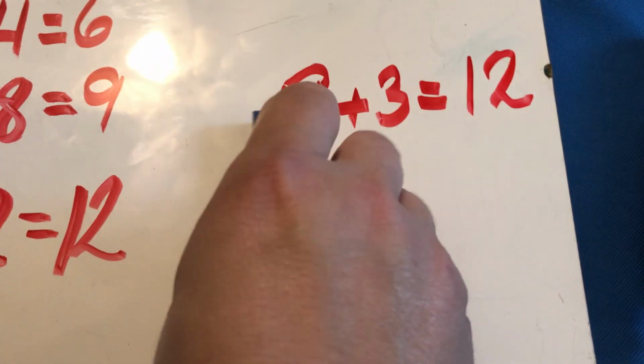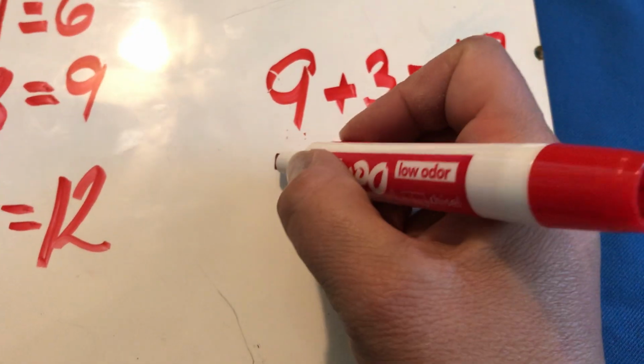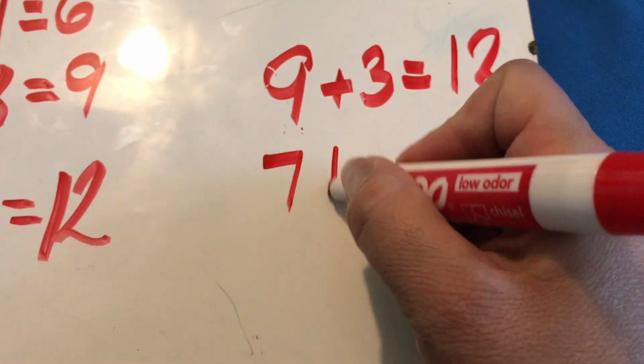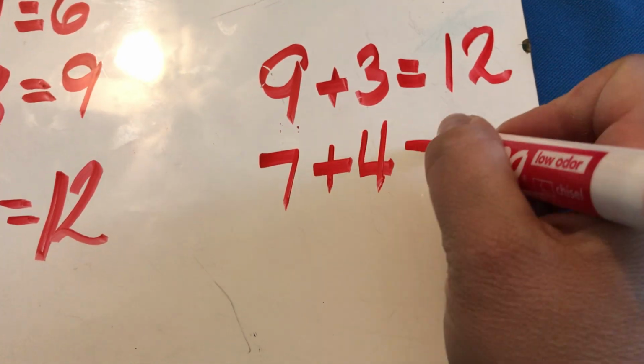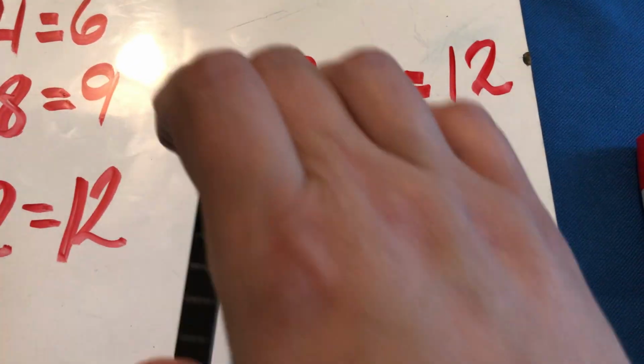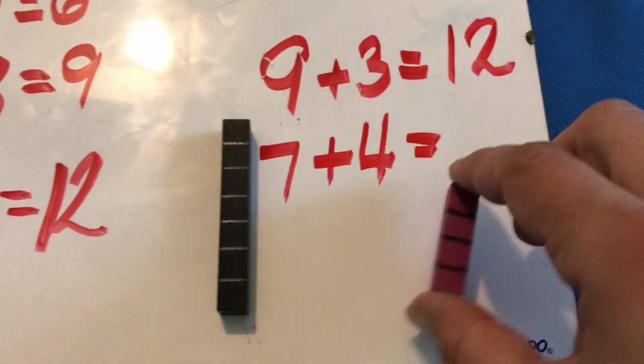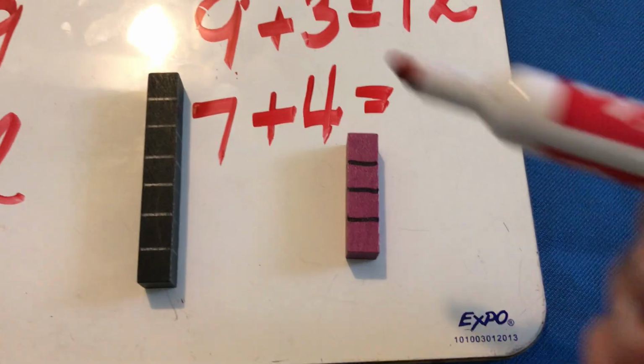Okay, and then let's do one more. I know you guys are really good at these big ones, but let's try another one, okay? Let's try 7 plus 4 equals, all right? 7, that's my black blocks, plus 4, and that's my purple blocks, okay?